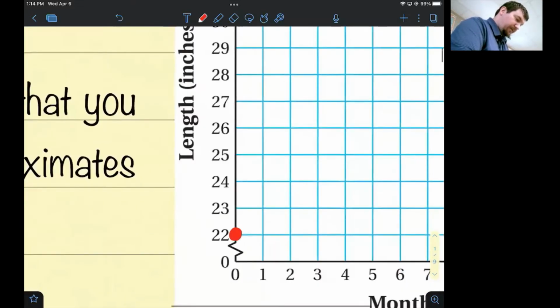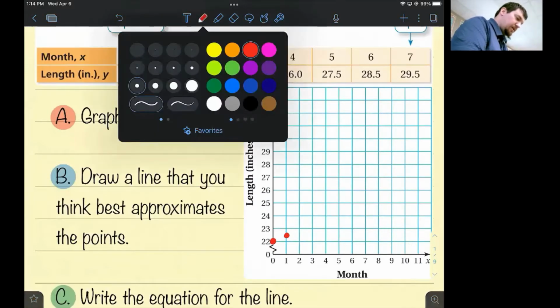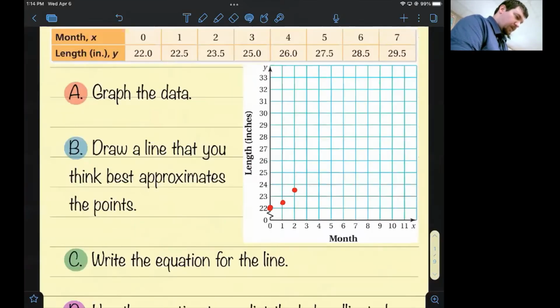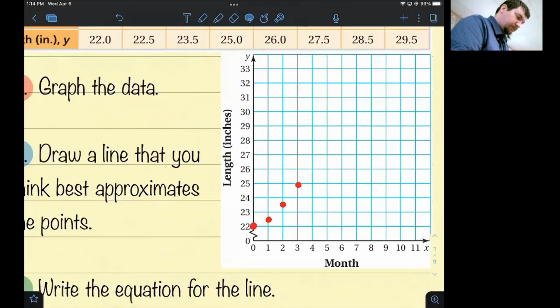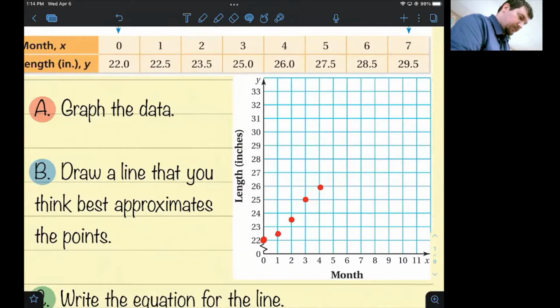1, and then 22.5. 2, and I'm just going to do bigger dots. Let's do that. 2, and then 23.5. Then we have 3 and 25. 4 and 26. 5 and 27.5. 6 and 28.5. 7 and 29.5.